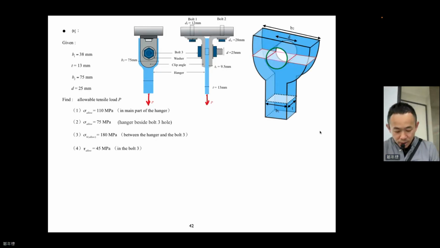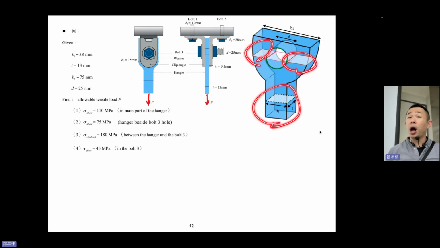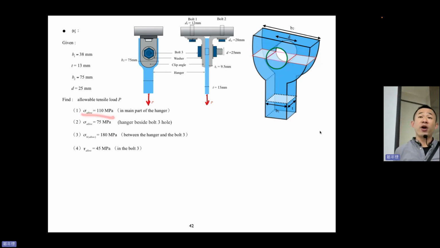Right, continue. So this one, the main part is that one. Each item, each problem in this example, talks about a certain part of this material, and each part has its own fracture or breaking criteria. So we want to calculate each of them and try to find the force that makes this thing not break. Okay, so that's the purpose of this problem. So now let's examine them one by one.